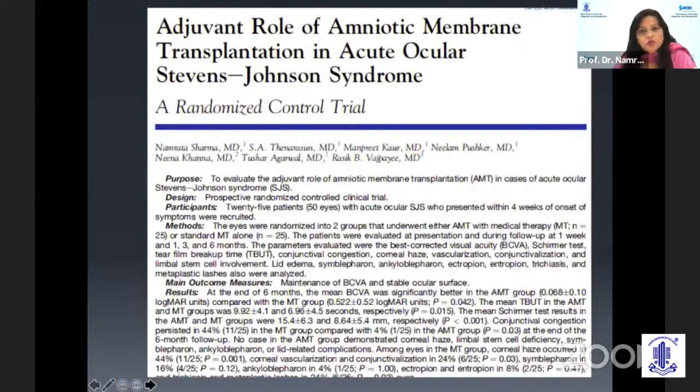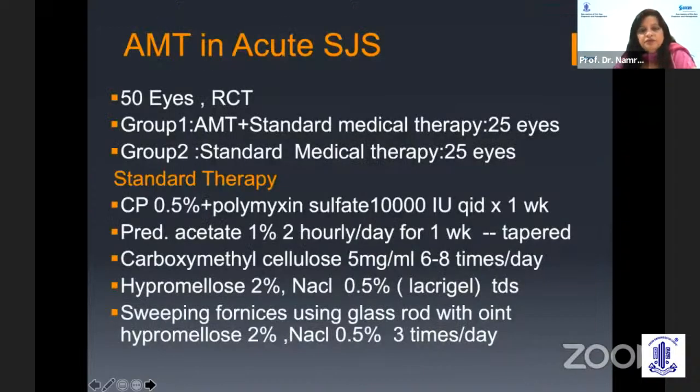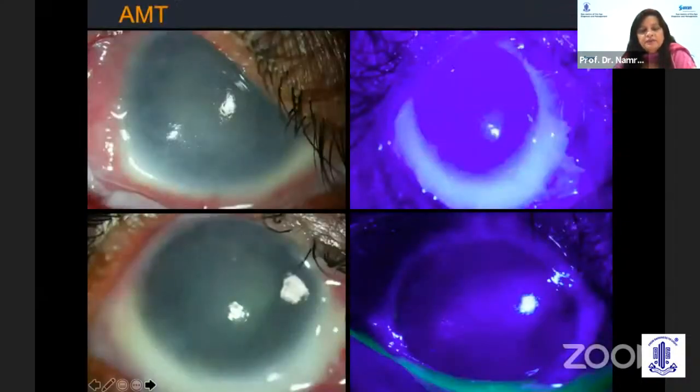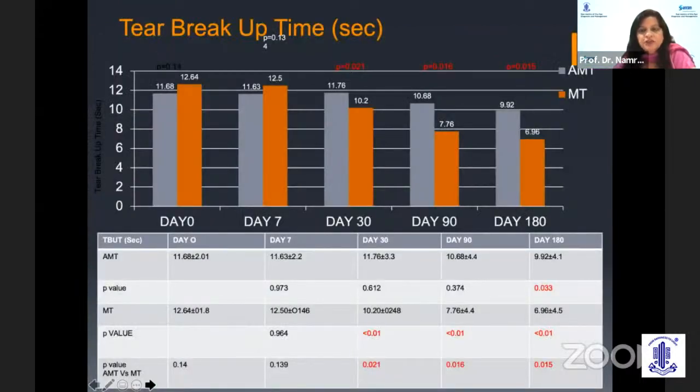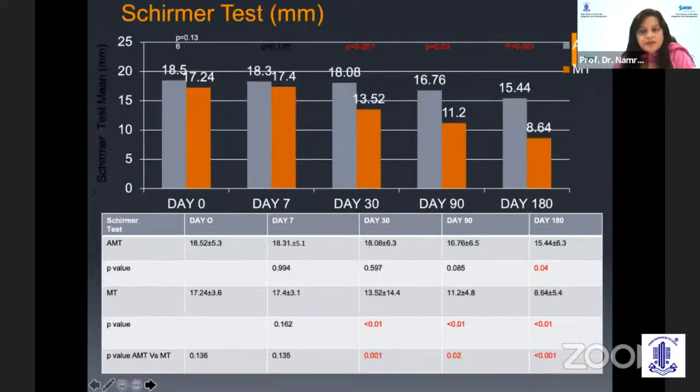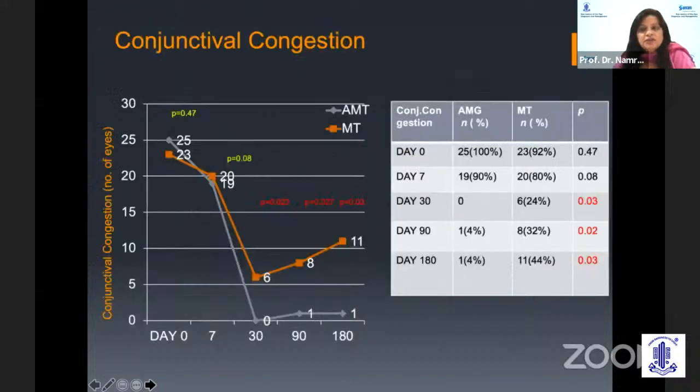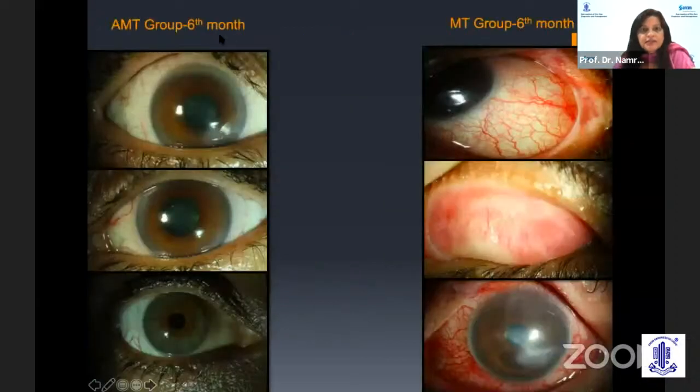AMG has a very important role to play, and this was the randomized controlled study that we did for AMG in 50 eyes. In one group, we did AMG, and in the other group, we did not do AMG. We found that the tear breakup time was better in those cases where we had done AMG. The Schirmer test was also better, and so was conjunctival congestion, which was much less. You can see the cases where AMG was done look so white and so uninflamed as compared to the cases where AMG was not done and only medical therapy was done.